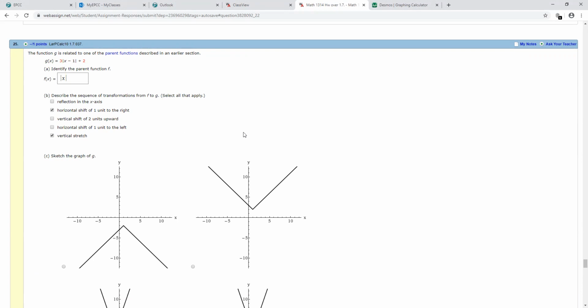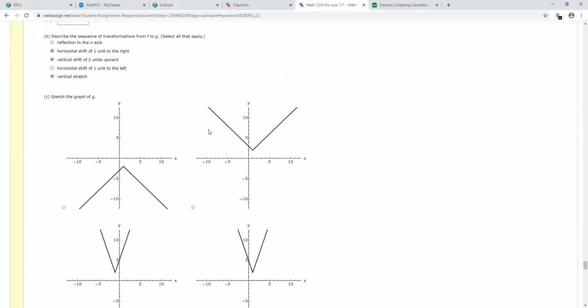And anything else? Is there another transformation, Griselda? Yes, it would be the +2. That is the vertical shift. And what do you do, the inverse of what it says or what it says if it's vertical? What it says. So it would be a vertical shift of 2 units upward. There you go.